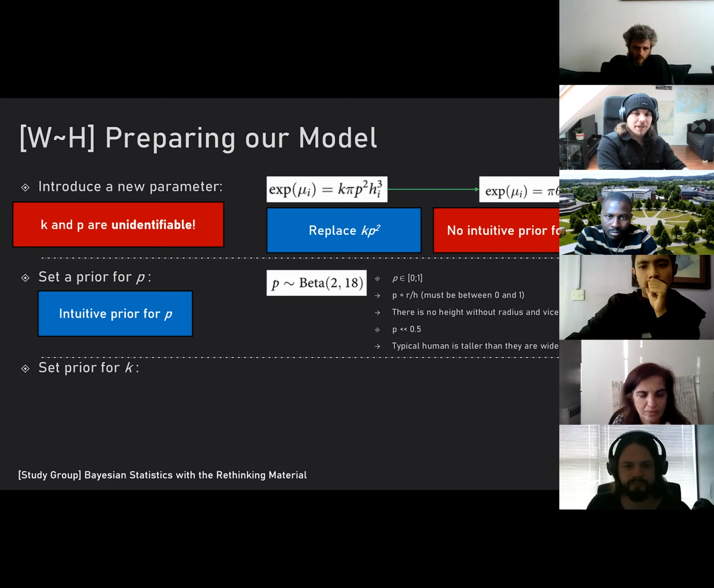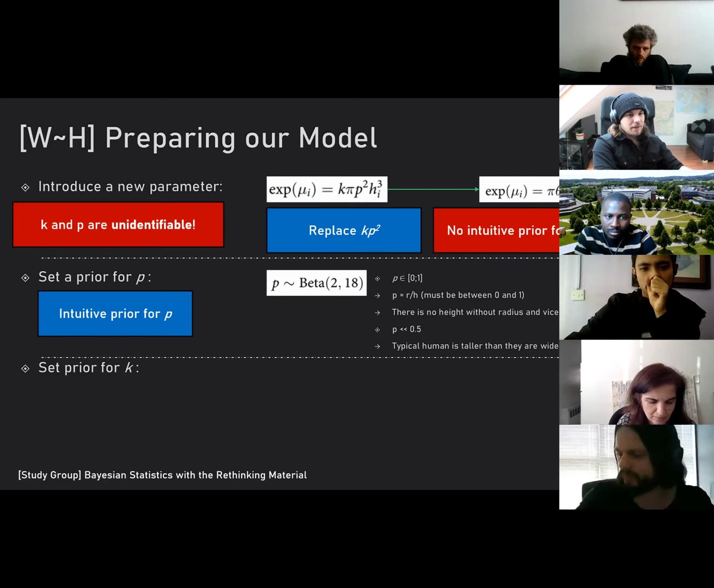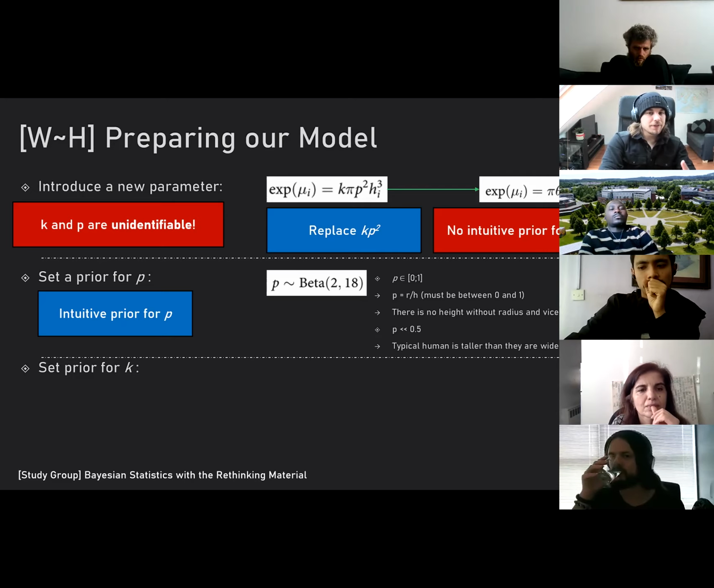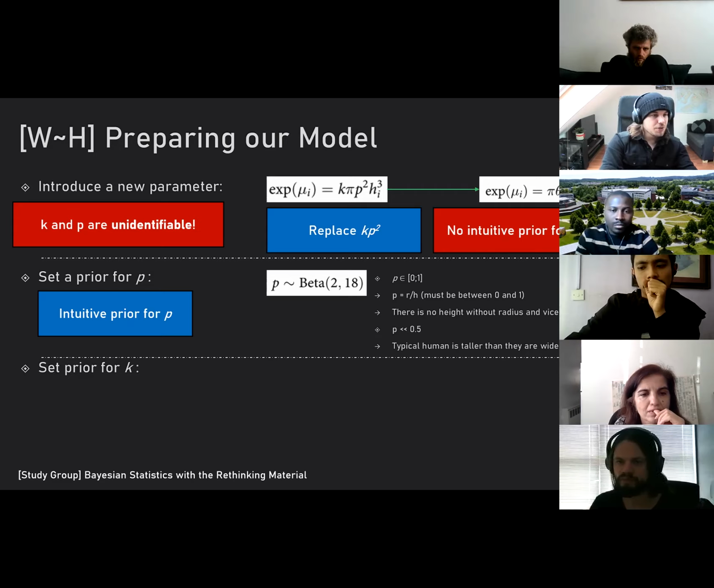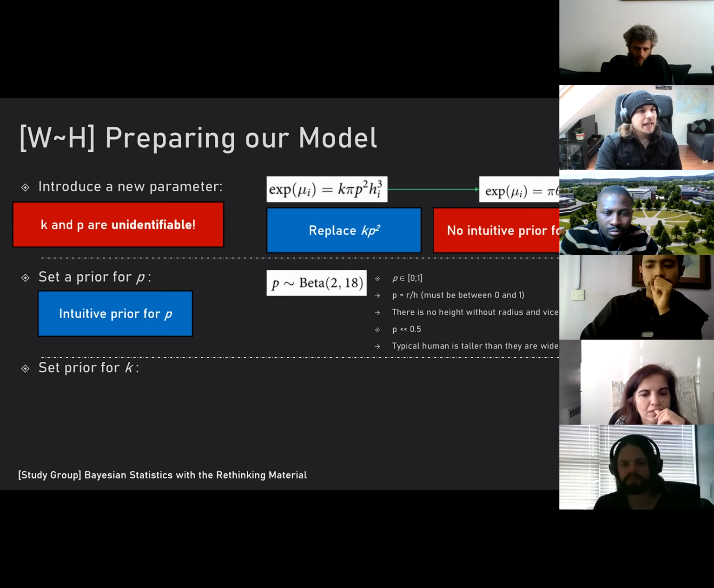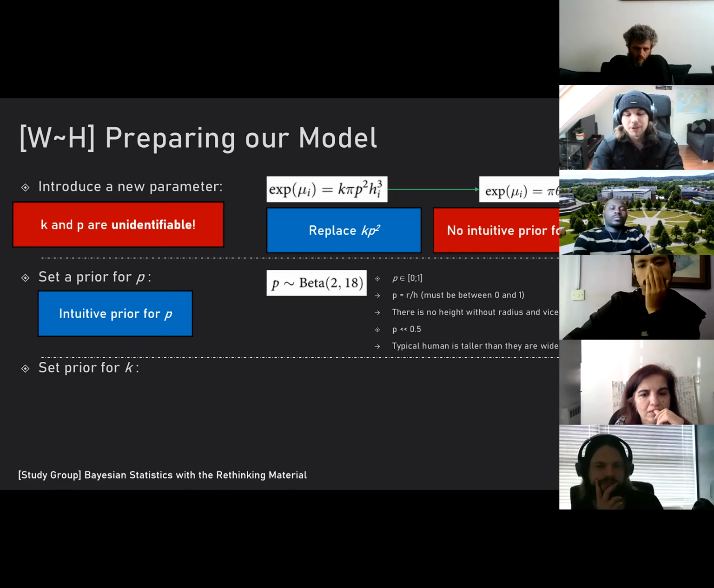Yeah, and that's coming up now, where P from our assumption has to be smaller than 0.5, because usually a human is taller than they are wide. So now we've got a pretty informative prior for P. Can we set an informative prior for K, which is the density of our human, so the average density of our human?